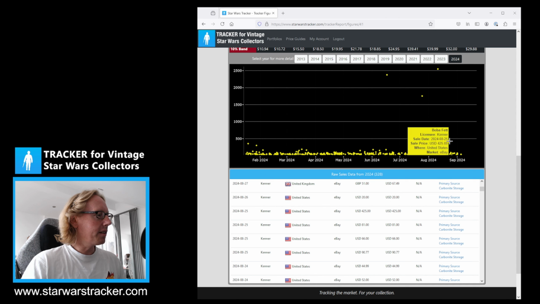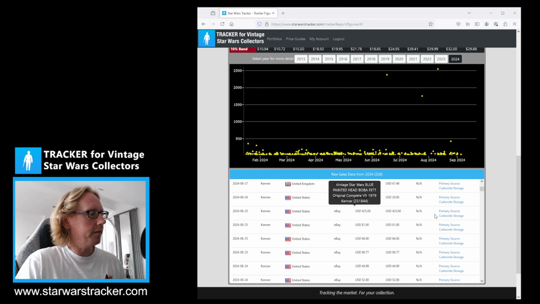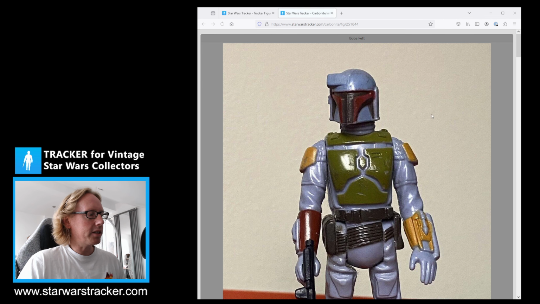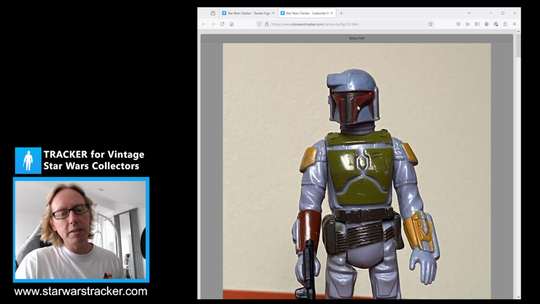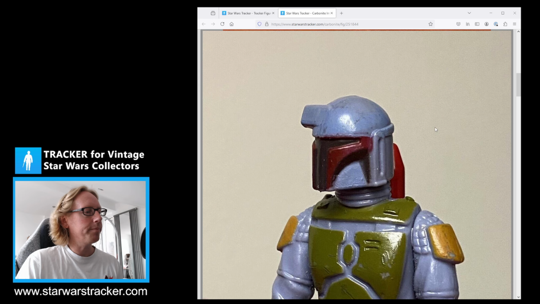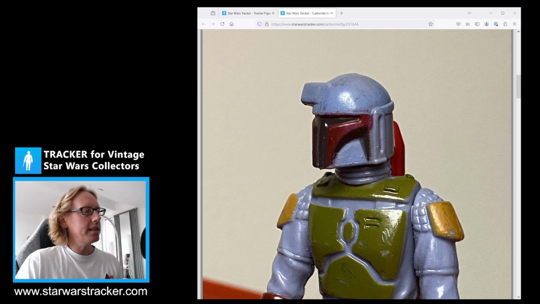Okay, so let's see if we can find this one for $425. So that's this one here. Mousing over these rows will also give you a little bit more context about the sale, and we can read there that it was one of these blue painted head Boba Fetts. If we go and have a look at the picture, it takes a little bit of practice to distinguish these things. It's not always obvious from pictures, especially if they're bad pictures, but this is an example of where the helmet and the head has been painted rather than molded in blue plastic.